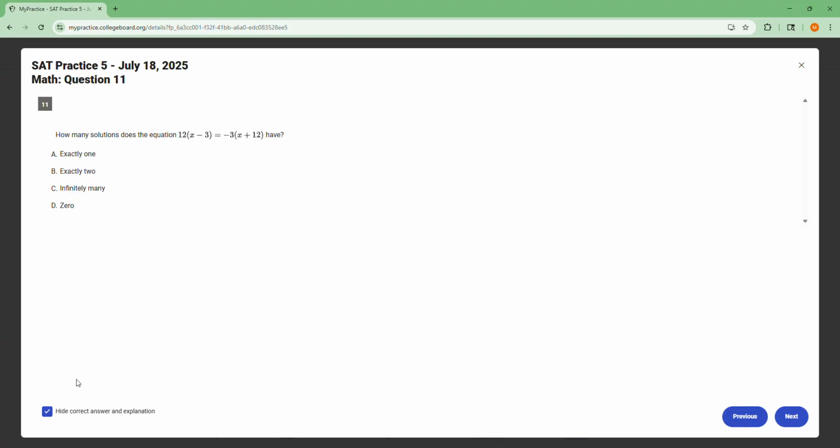Honestly, I'd just distribute first. 12x minus 36 equals negative 3x minus 36. I'd add 36 to both sides. I'd add 3x to both sides. 15x equals 0. X equals 0. So the solution is x equals 0. There's one solution.